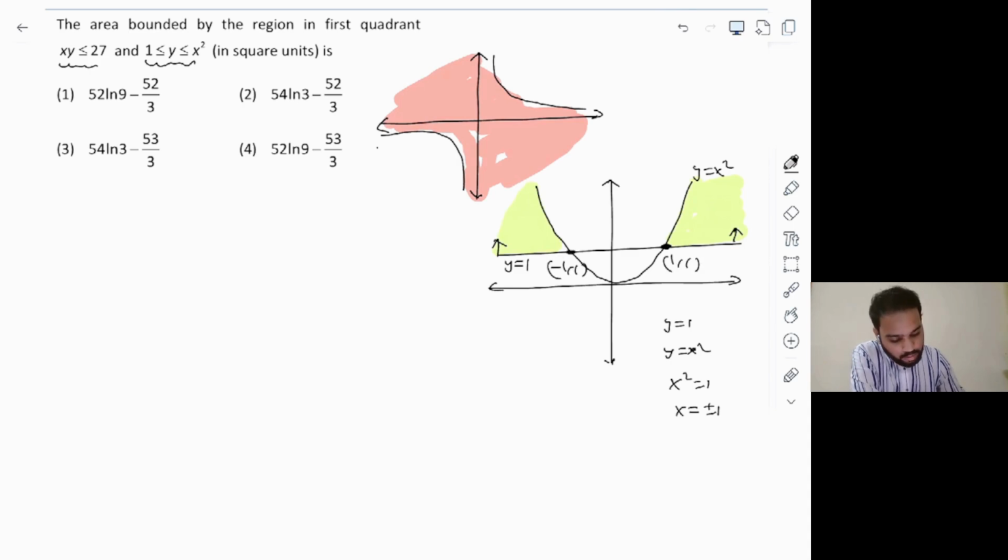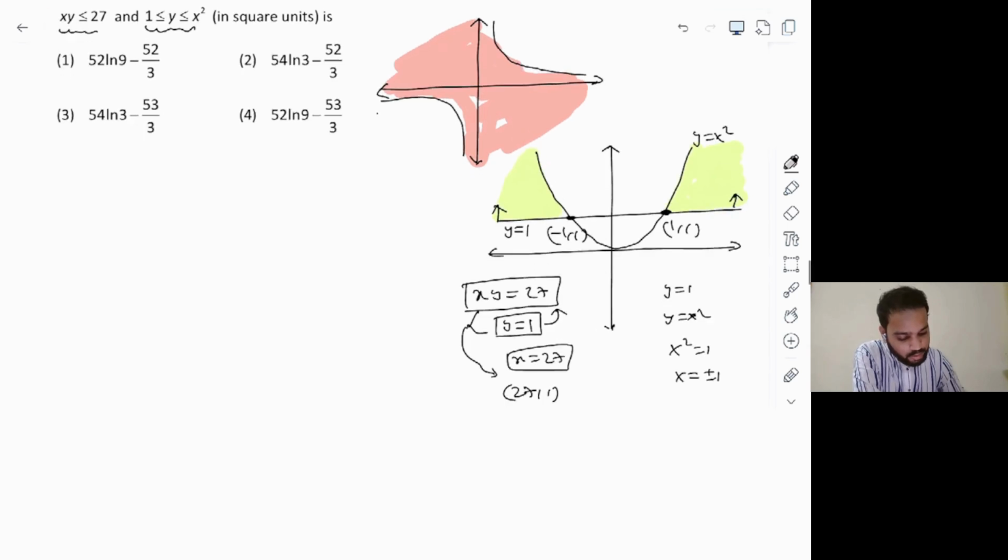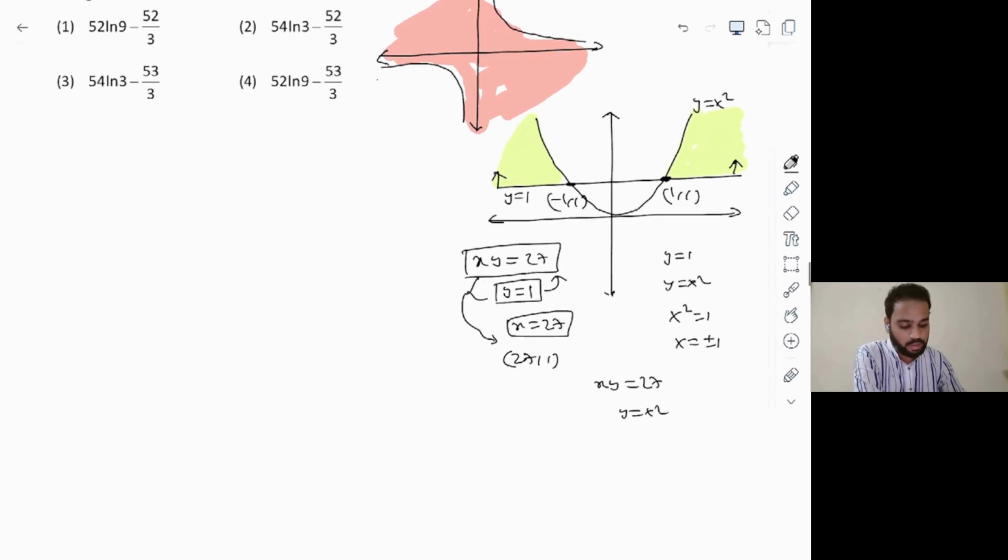Okay. And let us try to solve x into y is equal to 27 with the straight line y is equal to 1 first. If you try to solve a hyperbola and the straight line, obviously you get x is equal to 27. So the point of intersection of hyperbola and the straight line will be 27 comma 1. And then let's try to solve x into y is equal to 27 with the parabola y is equal to x square. We need all the points of intersection because we don't know the exact position. We can't tell the exact position without finding out the points of intersection.